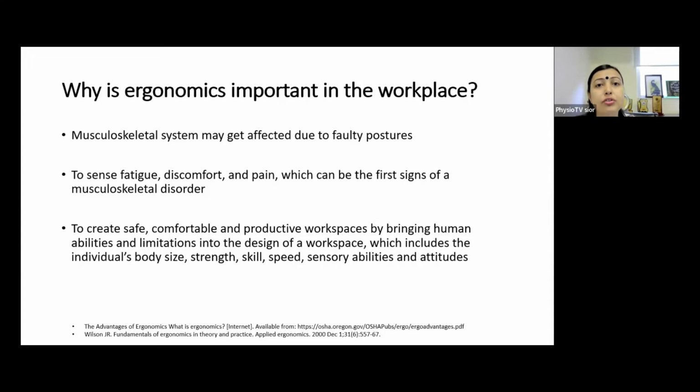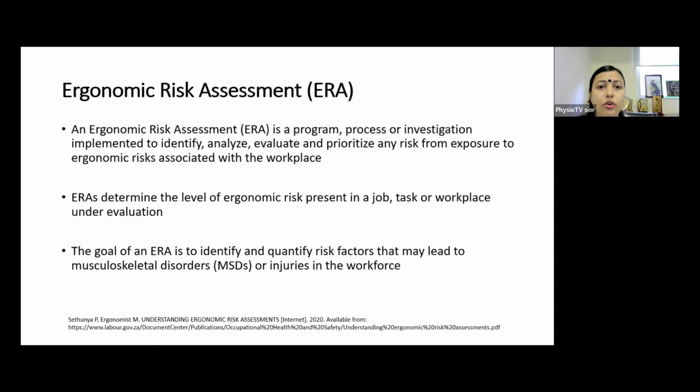And that is why we also talk of universal design when it comes to ergonomics and workspaces. So it includes the individual's body size, strength, skills, speed, sensory abilities, and attitudes. We always have to remember that it's not just about the physical assessment, it also has to take care of the psychological assessment. Therefore, mental attitudes towards work, towards peers, towards the entire culture at the workplace have to be assessed when we talk of ergonomics.